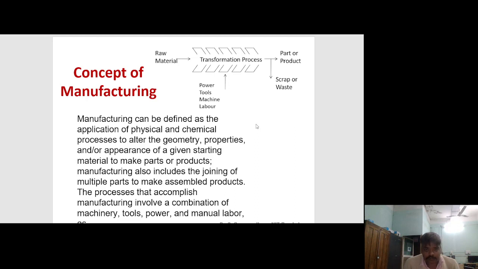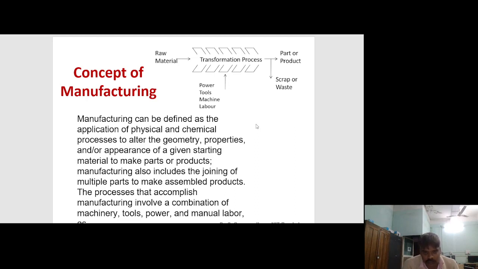Manufacturing is the process in which we convert the raw material into a useful product by using machine, tool, labor, and power. Manufacturing can also be defined as the application of physical and chemical processes to alter the geometry, property, and/or appearance of a given starting material to make parts or products.